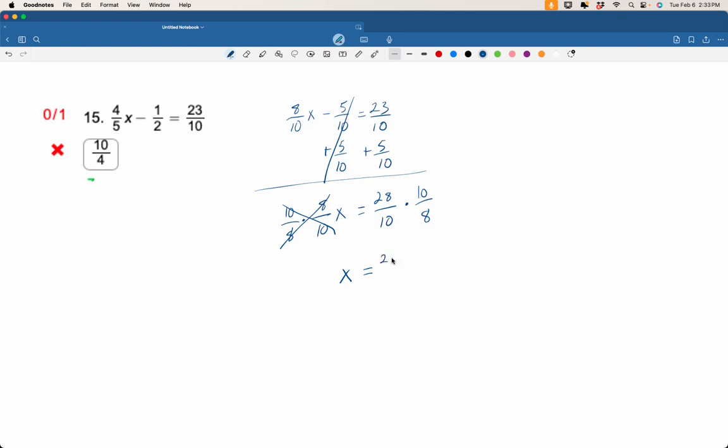And then we have 280 divided by, actually, you know what? I'm not going to do that because the 10s cancel. So I'm going to say 28 over 8. I just went ahead and reduced it early. And then looking at this, I know I can reduce it even more. 28 divided by 2 is equal to 14, and 8 divided by 2 is 4. Well, guess what? I can reduce that again, and that would be 7 over 2.